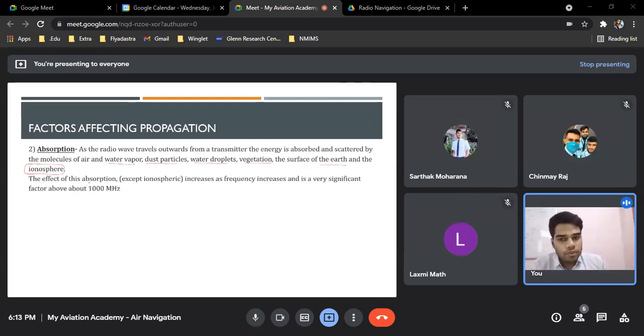So the effect of absorption, except for the ionospheric, increases as the frequency increases, and it's very significant after 1000 megahertz. You can remember these things with two methods. One is of course energy. Secondly, as the frequency increases, we know that lambda, or the wavelength, reduces. That means the wavelength becomes comparable to the particles, so their absorption rate increases.